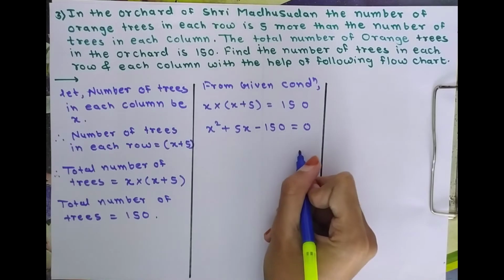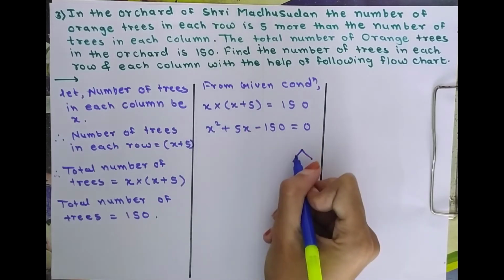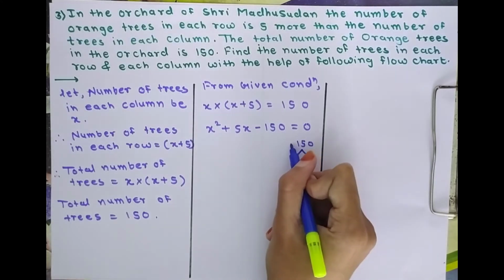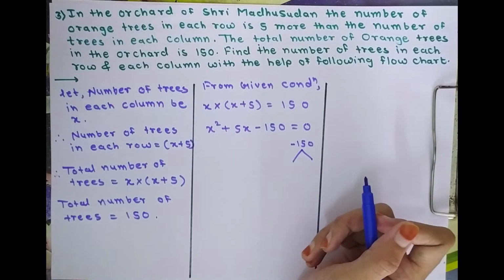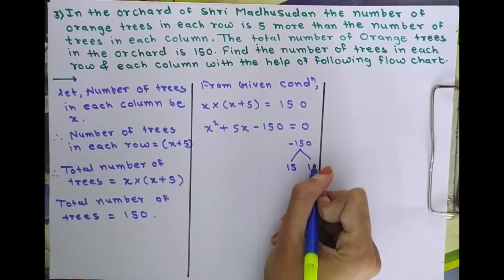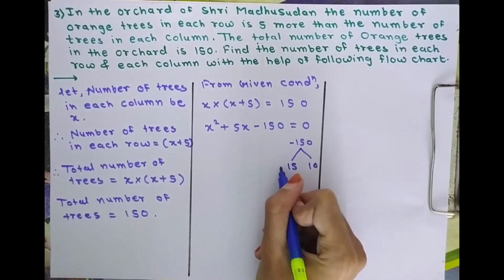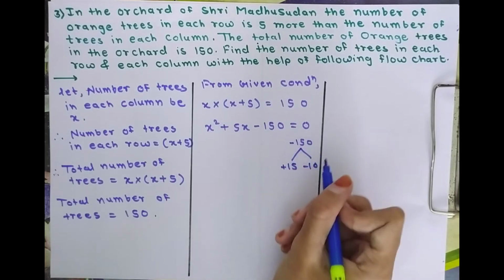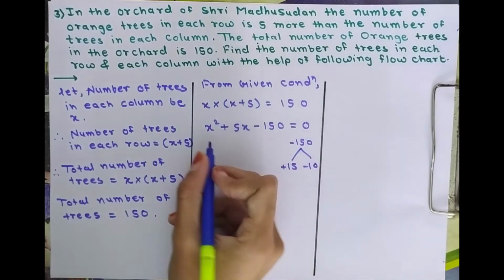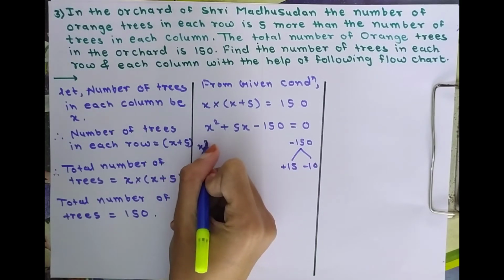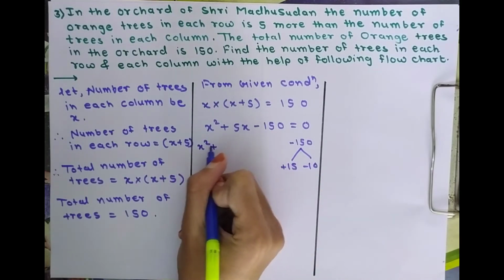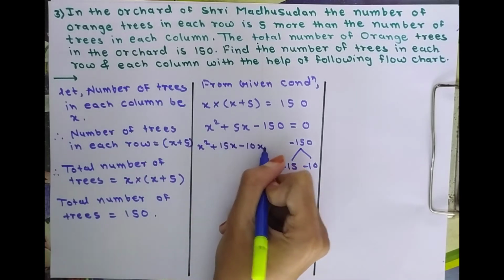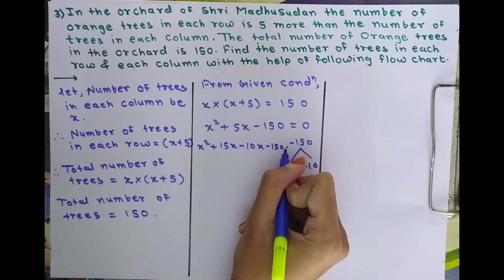Now here, the addition we want is 5 and the multiplication is 150. So which numbers give multiplication minus 150? 15 tens are 150. 15 minus 10 is 5. So here it is plus, here it is minus. So the multiplication is minus 150 and the addition is 5x. So write this: x square plus 15x minus 10x minus 150 is equal to 0.